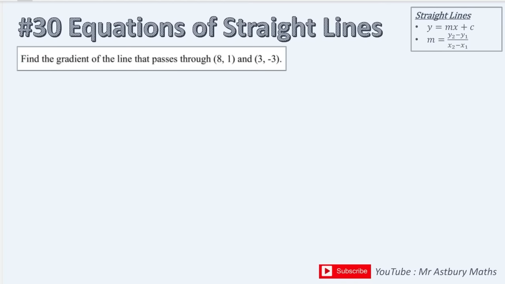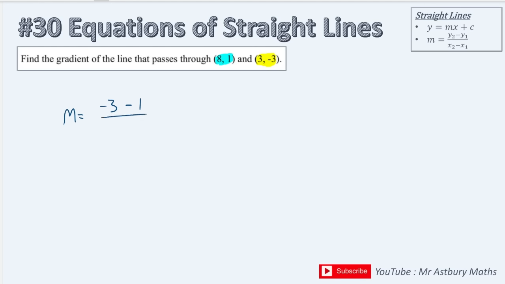Okay. We have now 2 points, and with 2 points, we can work out the gradient between them. So I'm going to call this one the ones and this one the twos. And then I'm going to follow the formula that I've got up here, that m, the gradient, is equal to y2. So that's the y value of the twos, which is minus 3. Minus y1, that's the y value of the blues, which is 1.